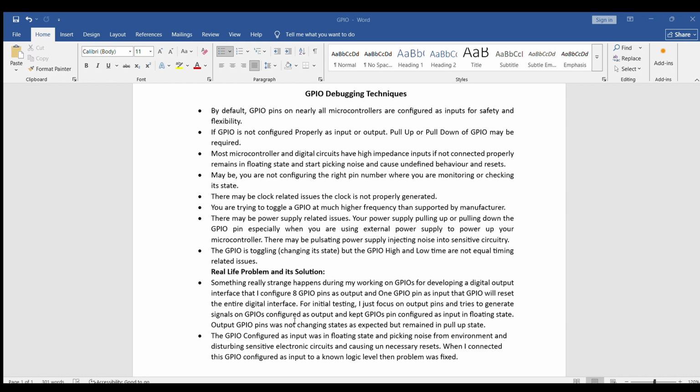The next most important issue that you may face is that you are configuring the GPIO pins correctly, but maybe the clock is missing. Maybe the clock of your microcontroller is not being generated properly. So you need to verify the clock of your microcontroller as well, and check that you are configuring the clock correctly.